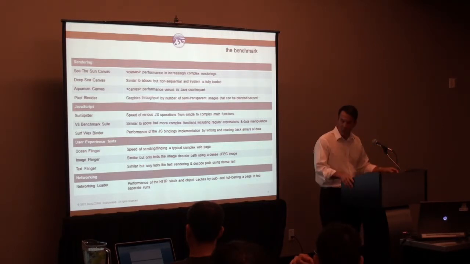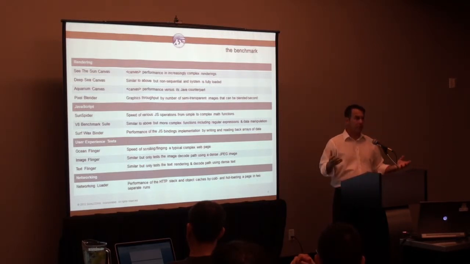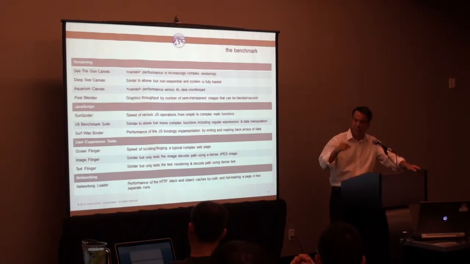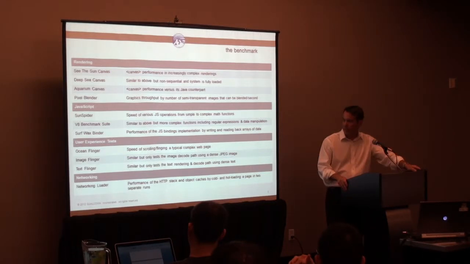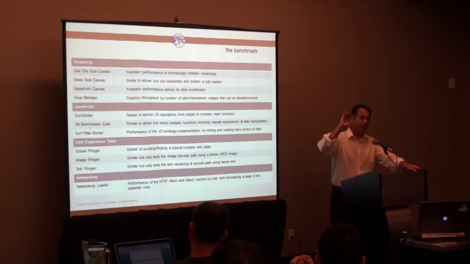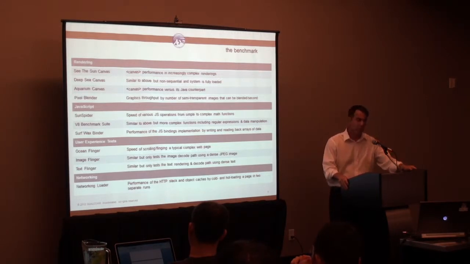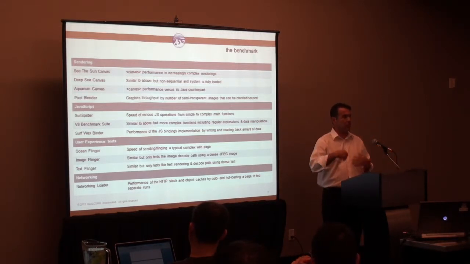So with Ocean Flinger, what we're doing again is we're flinging a typically complex web page. We've created a sample web page, and we're flinging it back and forth. With Image Flinger, it's similar, except we're testing the image decode path. As we fling the page, images are coming into the viewport, have to be decoded, have to be put to cache, as well as text. So rendering of text, making sure it's smooth.